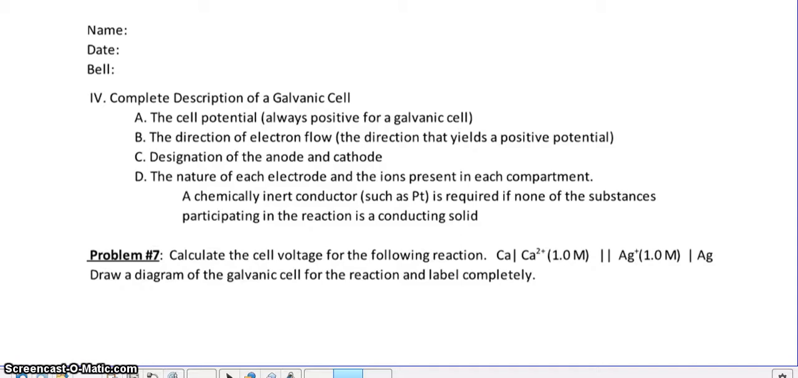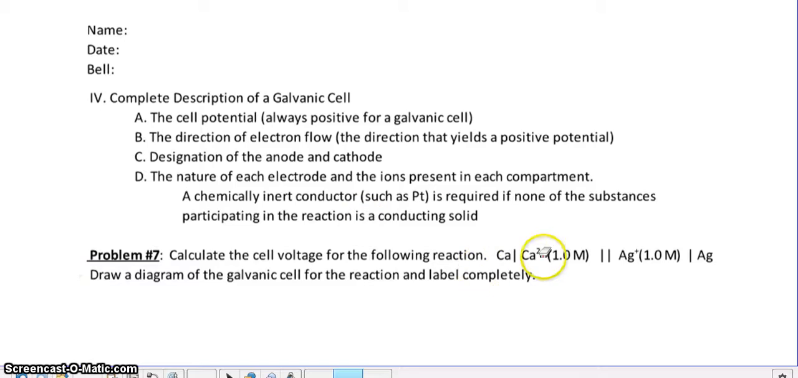Now we're going to see in a little bit what happens if one of your oxidations doesn't actually use the metal itself to be oxidized. What happens if you have an ion being oxidized into another ion? There you would need to use something like platinum, because it's inert. It will not take part in the redox reaction if none of the other species are solids. So anyway, in problem number 7, it says calculate the cell potential for the following reaction.